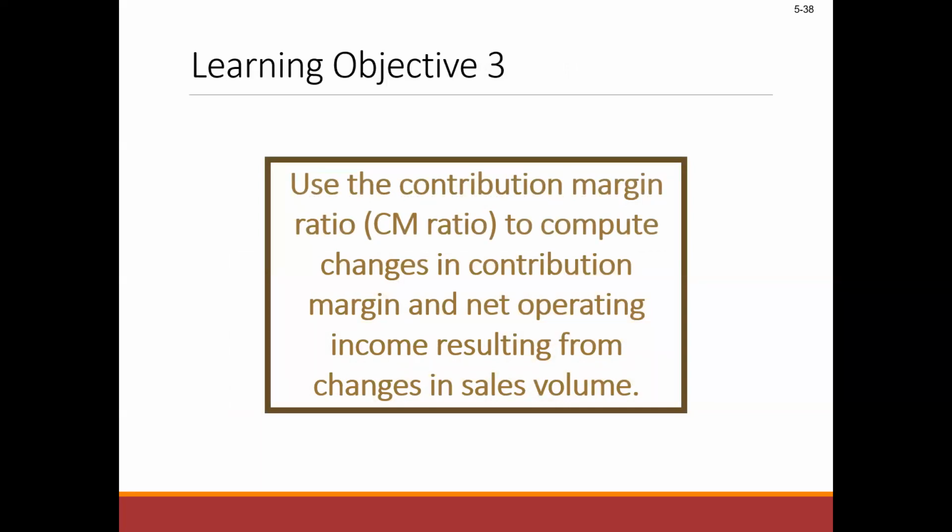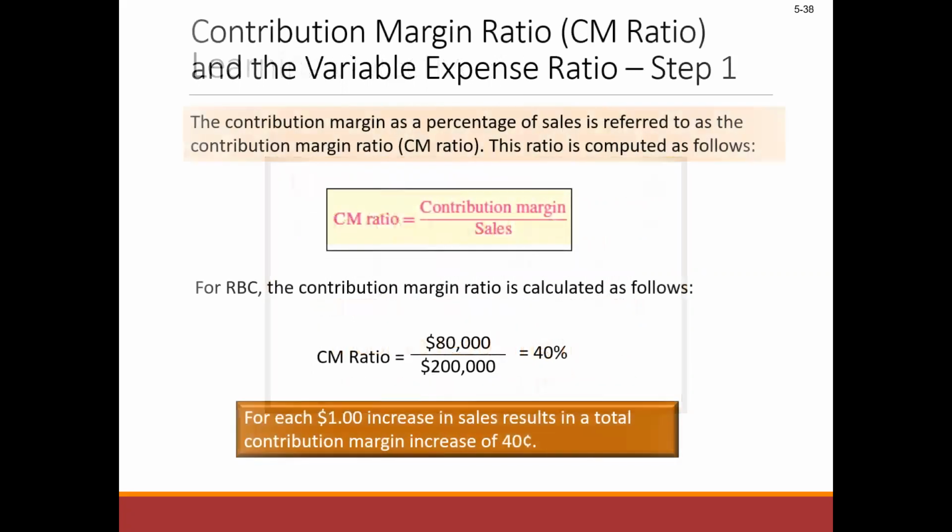Now we can use the contribution margin ratio to compute changes in contribution margin and net operating income as a result of sales volume. Here, the contribution margin as a percentage of sales, we call it the contribution margin ratio. We take the contribution margin divided by sales. So if the contribution margin is 80,000 and the sales are at 200,000, then we know the ratio is 40%.